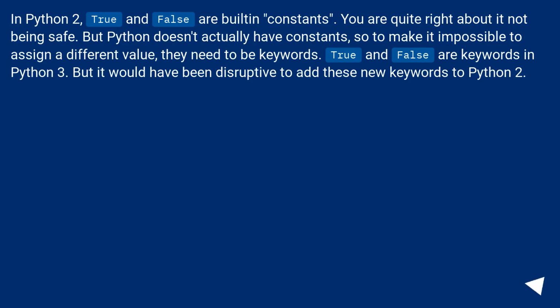In Python 2, True and False are built-in constants. You are quite right about it not being safe. But Python doesn't actually have constants, so to make it impossible to assign a different value, they need to be keywords. True and False are keywords in Python 3, but it would have been disruptive to add these new keywords to Python 2.